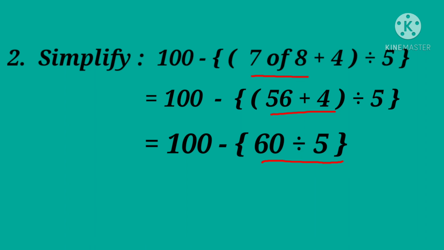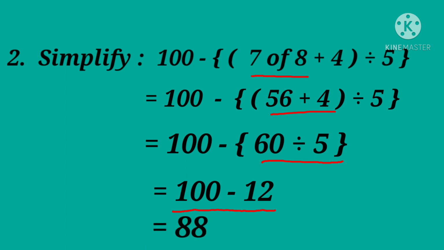After small bracket, we will solve the curly bracket. So when we divide 60 by 5, we get the quotient 12. Now when we subtract 100 minus 12, we get the difference 88.